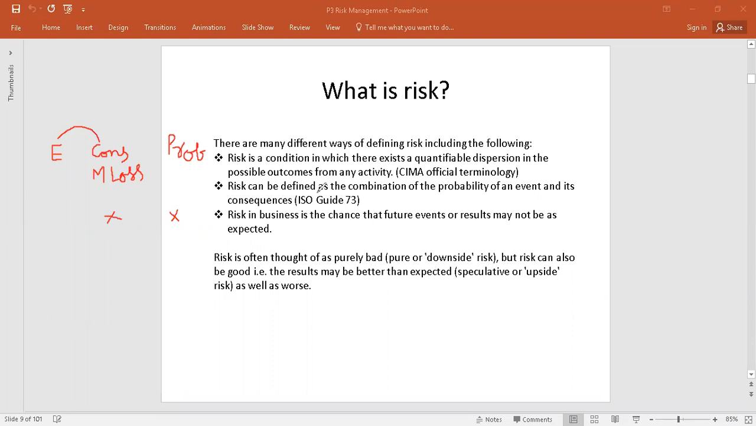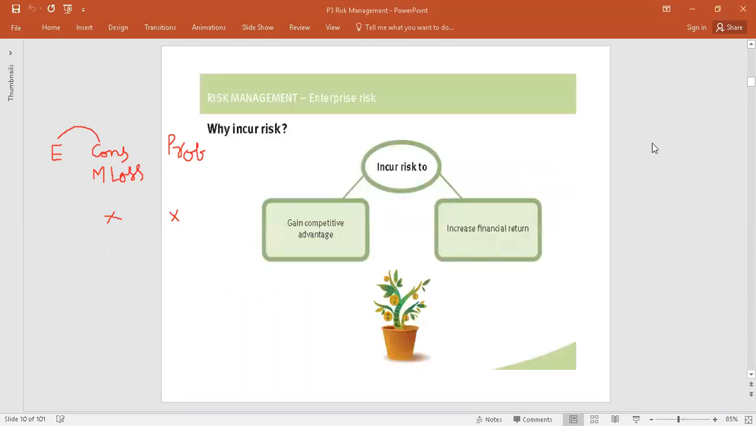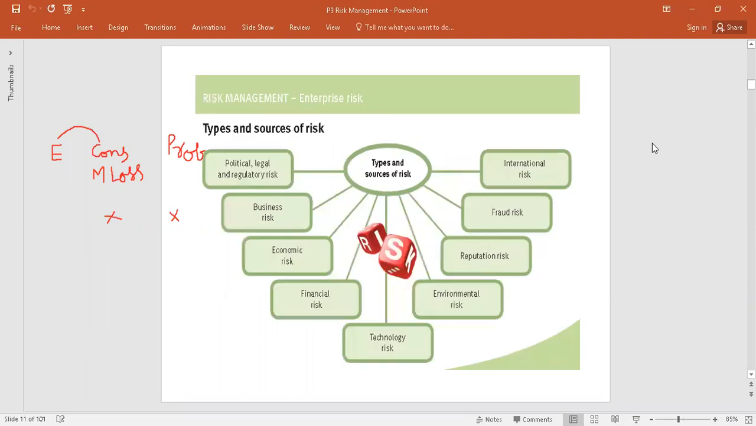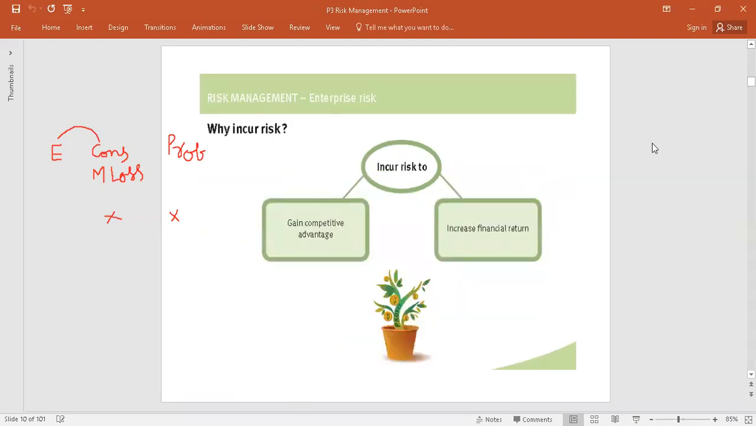So after that, we need to look into the different types of risk. We will be looking into what are the different types of risk. But before that, the question is why should risk be incurred? Because there is a relationship between risk and return. If risk is high, returns are also high. If risk is low, returns are also low.